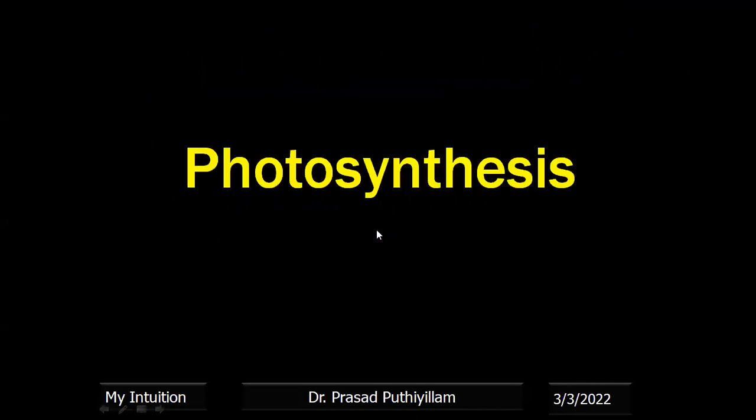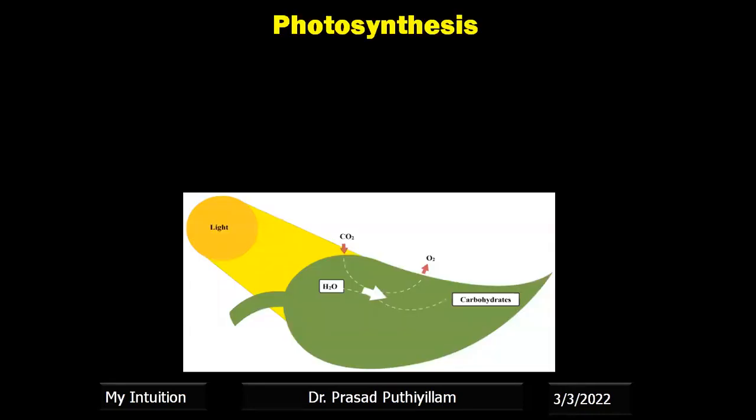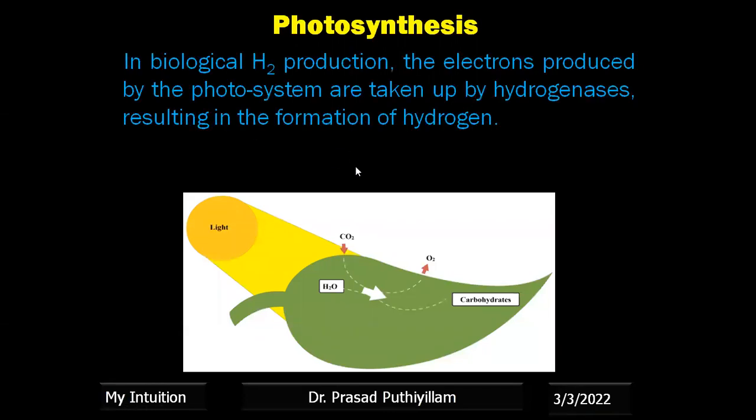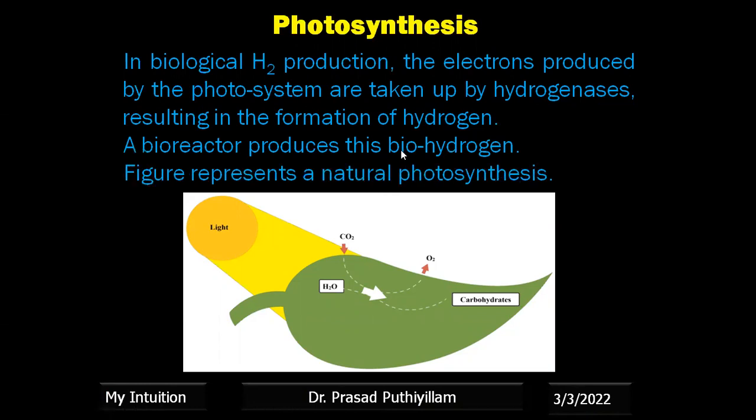So before we discuss hydrogen production by catalytic or photocatalytic, you already know the natural synthesis called photosynthesis, that is for the production of food by plants. On the plant leaf, when sunlight falls, it is photosynthesis which is actually happening. We call it biological hydrogen production. The electrons produced by the photosystem are taken up by the hydrogenase, resulting in the formation of hydrogen. And it is a bioreactor. It produces the biohydrogen, and this figure represents the photosynthesis.